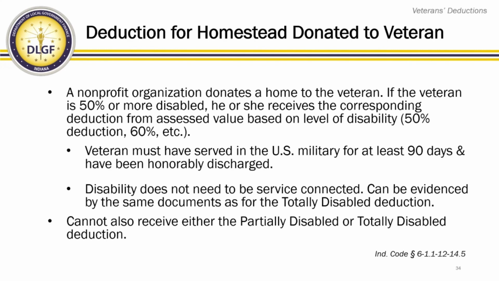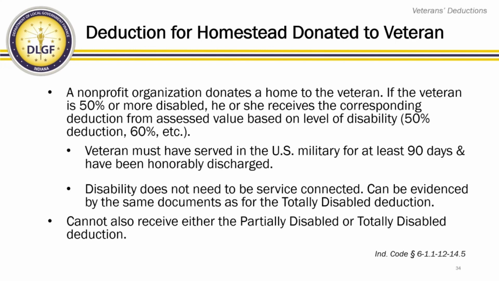Okay, so in this one, we have a deduction for a homestead that has been donated to a veteran. In this case, a nonprofit organization would donate a home to a veteran. And if the veteran is 50% or more disabled, he or she receives the corresponding deduction from the AV based on the level of disability. So if the veteran is 50% disabled, the amount of the deduction is 50% off the AV, 60%, it would be 60% off the AV. And if the veteran is totally disabled, it would be 100% of the AV.